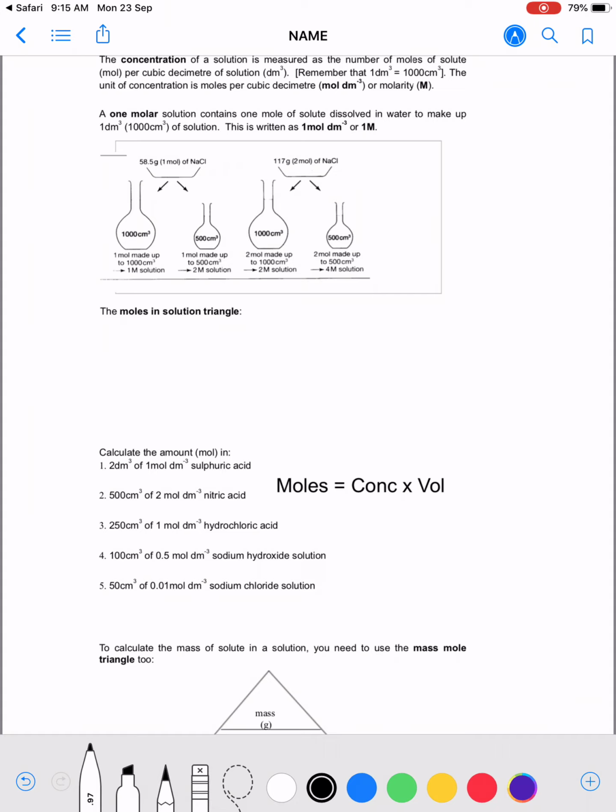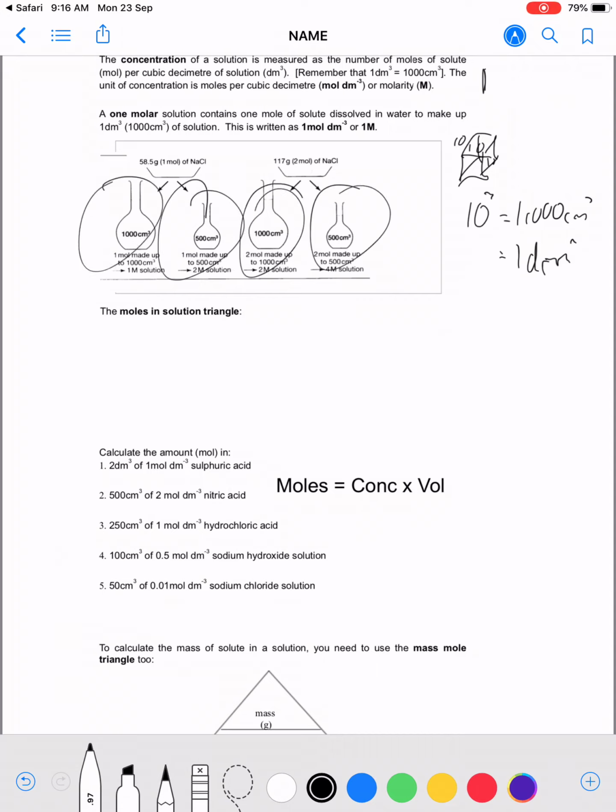So the concentration of a solution is measured as the number of moles in a cubic decimeter. We mentioned on the previous page, a decimeter is a cube 10 by 10 by 10, which is 10 cubed, which equals 1,000 cm cubed, which equals 1 dm cubed. You may have come across these. These are volumetric flasks of different volume, and we put accurately known masses into accurately known volumes of water and make it up to the mark using distilled water for purity.